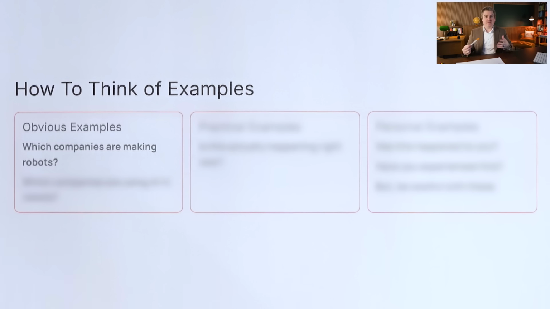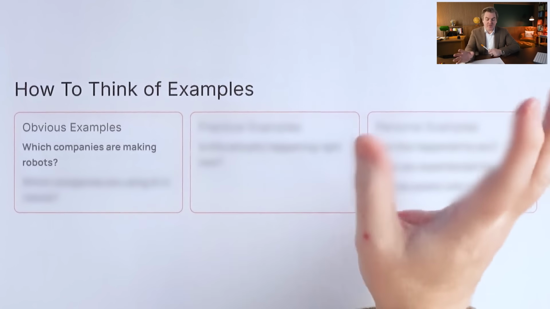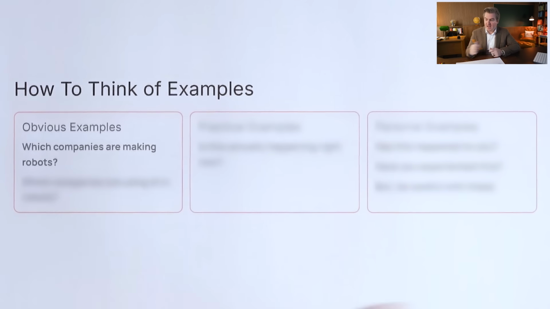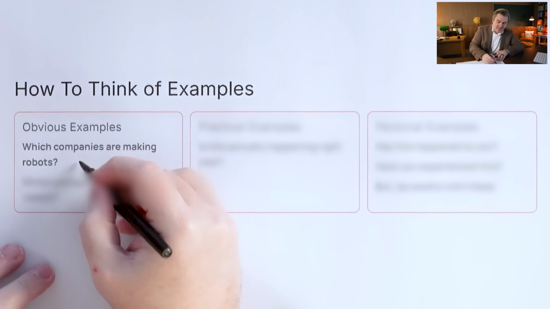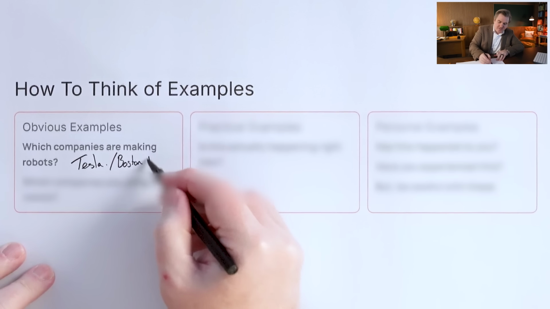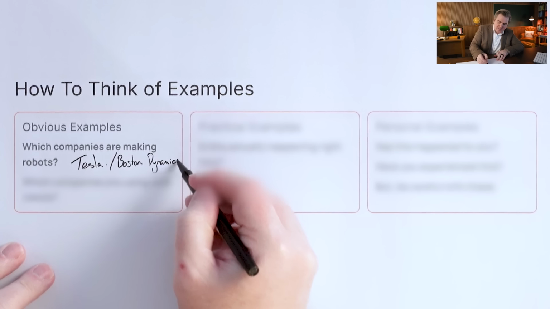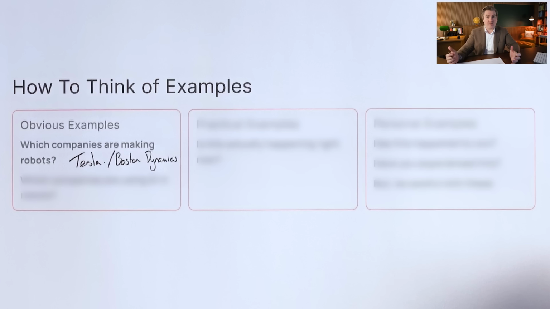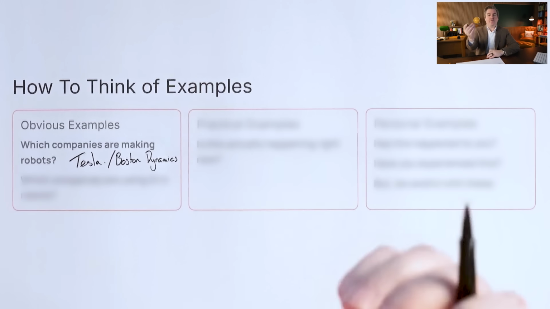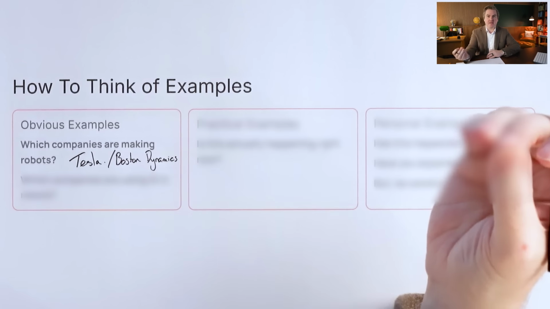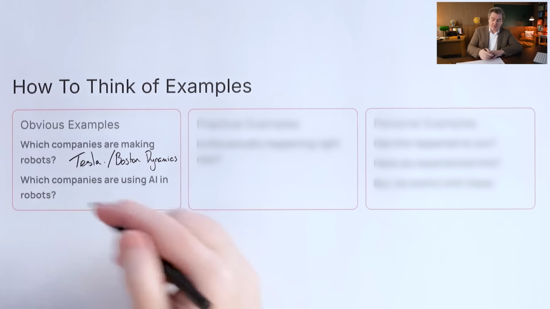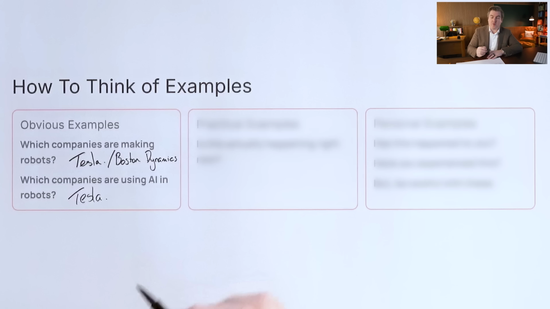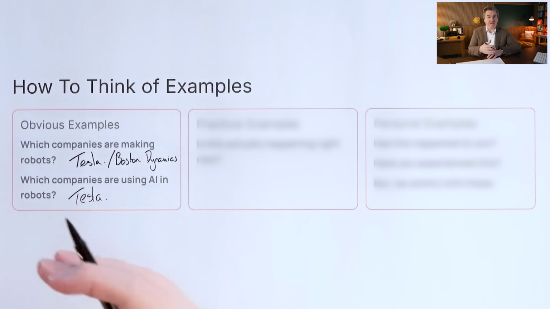So there's a few different ways to think of examples. The first one is the most obvious, which is obvious examples. So right now, can you think of any companies making robots? I can. The biggest one is Tesla, or there's Boston Dynamics. Now, I'm not an expert on robots. I've just seen that in the news. Those are the two that I am aware of. You might be aware of other ones. So those are just obvious. It pops into your head immediately. Which companies are using AI in robots? Well, Tesla would be the only one that I know of, but that is a very, very obvious example.